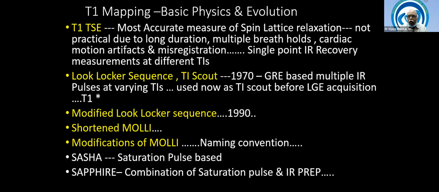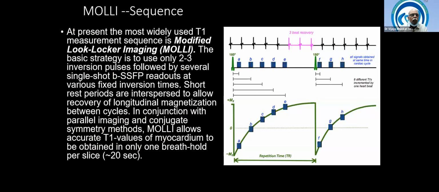Now, shortened MOLLI is used for higher heart rates. It's only a modification of the MOLLI sequence. There is also another sequence known as the SASHA sequence, a saturation sequence. That is not very commonly used, but the MOLLI sequence is very commonly used.